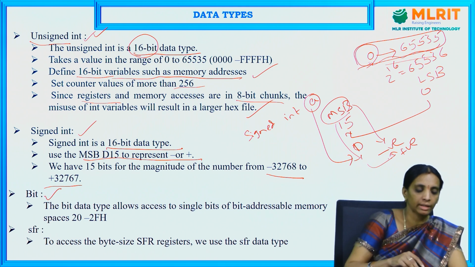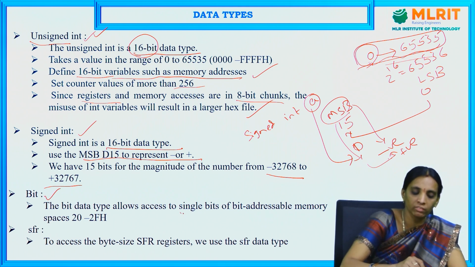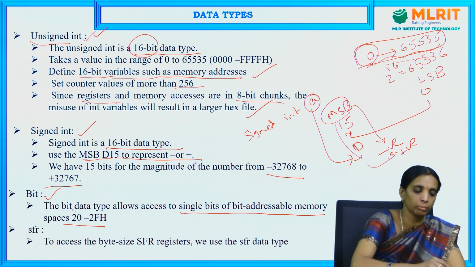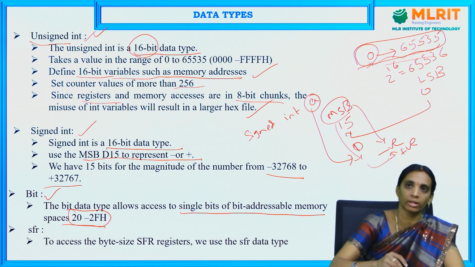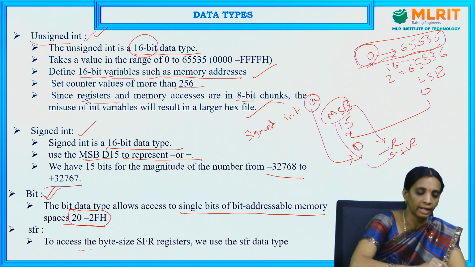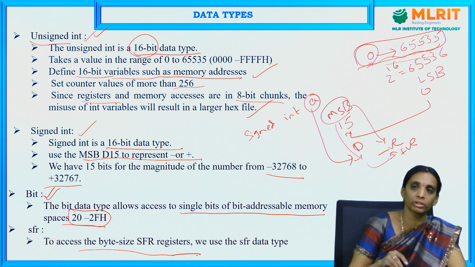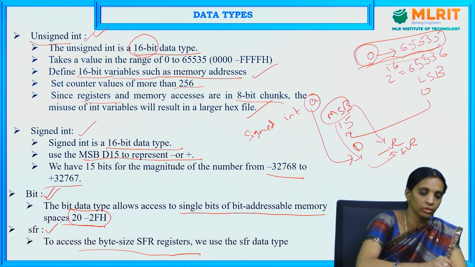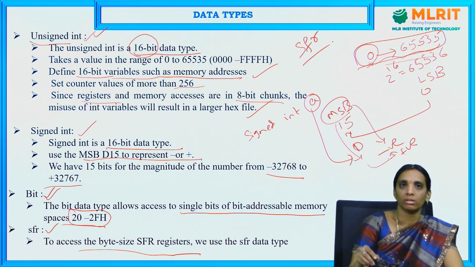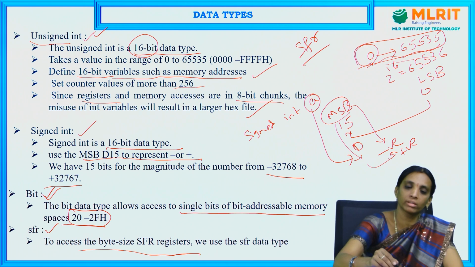Bit is a data type which allows access to a single bit of bit-addressable memory spaces. So in the bit-addressable memory space from 20 to 2FH, we need to access a single bit. For accessing a single bit, we can use the bit data type. For accessing the byte-size special function registers, we can use SFR. SFR denotes the special function register. For byte-size special function registers, we can define those as SFR.